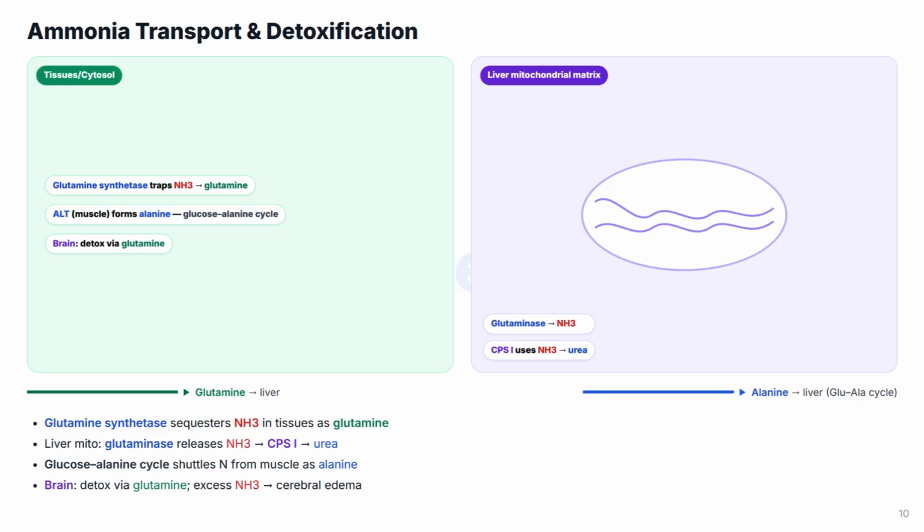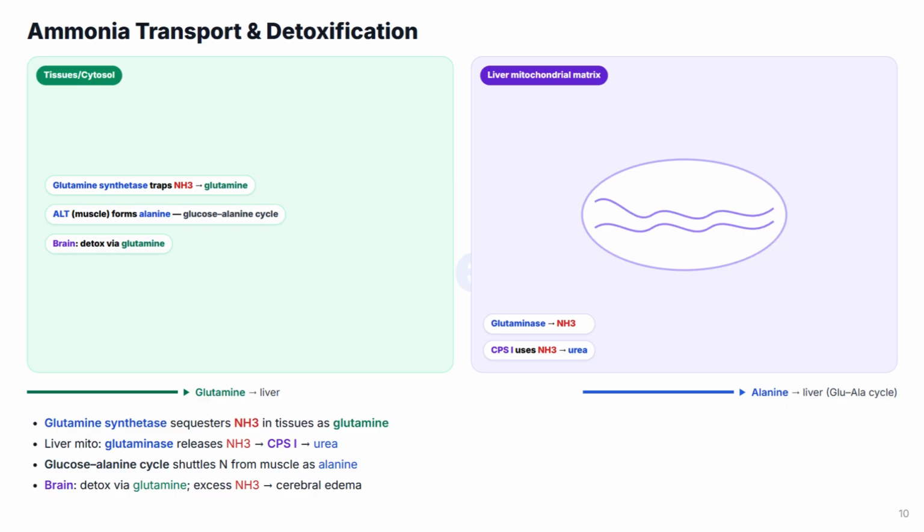The diagram shows tissues and cytosol on one side and the liver mitochondrial matrix on the other. In tissues, glutamine synthetase traps toxic ammonia by converting it into glutamine, a safe transport form. The ALT reaction in muscle forms alanine as part of the glucose-alanine cycle. The brain also detoxifies ammonia primarily via glutamine. Glutamine travels to the liver. In the liver mitochondrial matrix, the enzyme glutaminase releases the ammonia, which then feeds into CPS1 of the urea cycle to make urea.